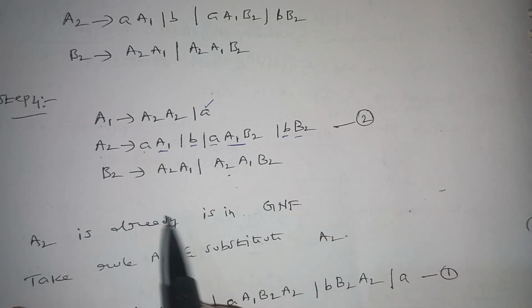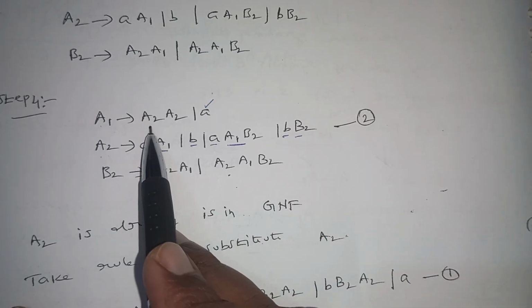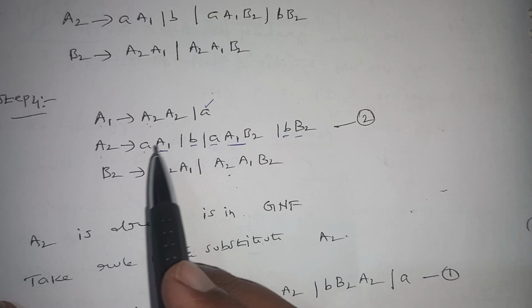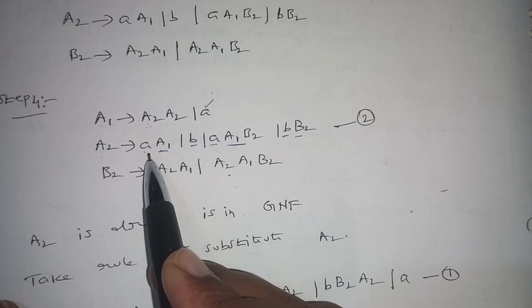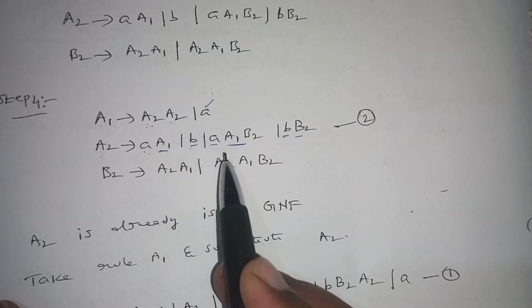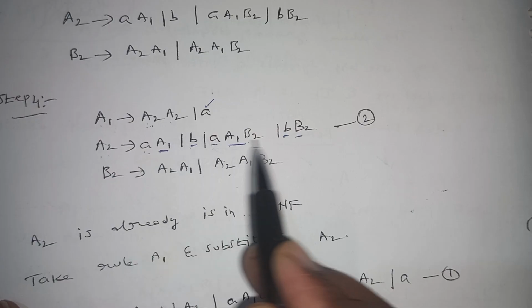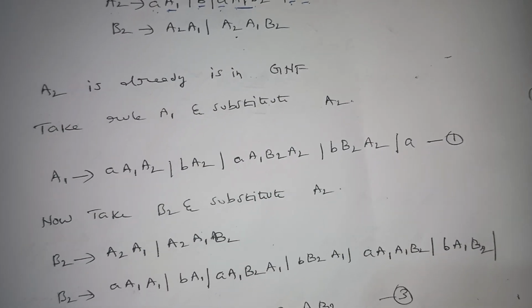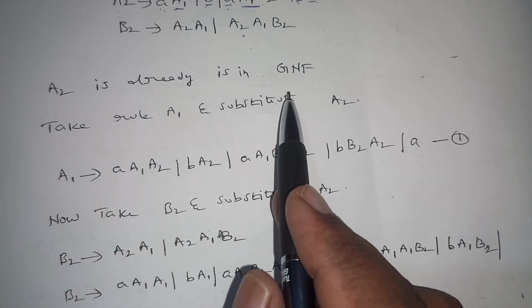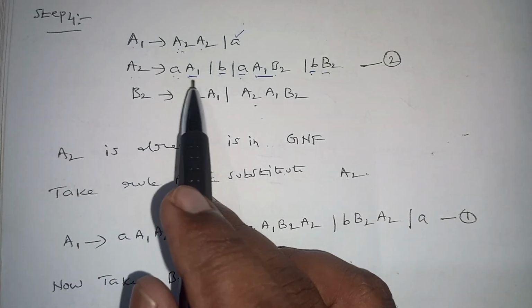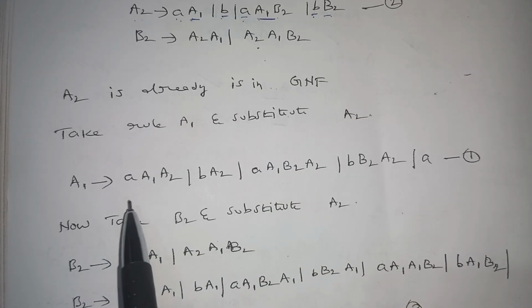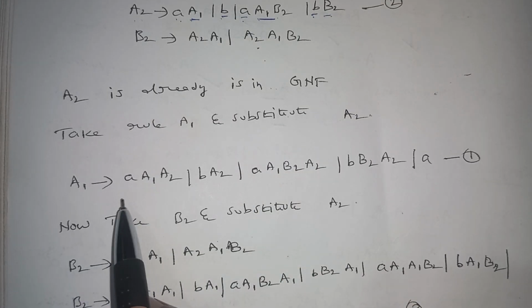Now what you write, wherever, in the A2, understand, in the A2 you replace the entire rule. So in the place of A2 you write a1 a2, b a2 a a1 b2 a2 b b2, b b2 a2. In this way you have to update. A2 is already in GNF. It means the rule A2 is in GNF. Now take a rule A1 and substitute in the A1. Then this is the updated grammar.